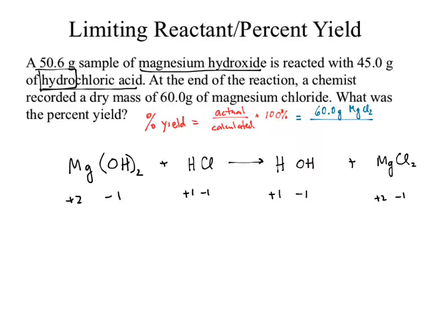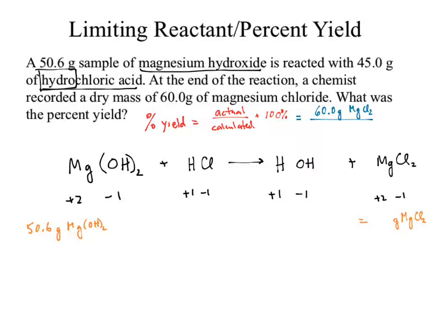assume a perfect reaction with the magnesium hydroxide. So I started with 50.6 grams of magnesium hydroxide. I want to know how much magnesium chloride I could produce. And in particular, I would ideally like grams of magnesium chloride. Why grams? Well, for my theoretical yield, I want the units to cancel out when I calculate percent yield, so I want the grams of magnesium chloride so the units cancel.